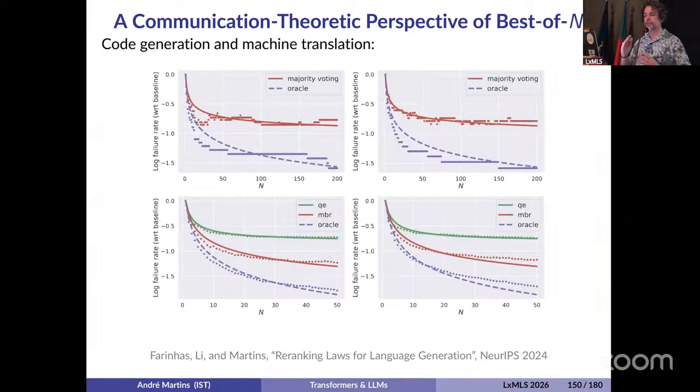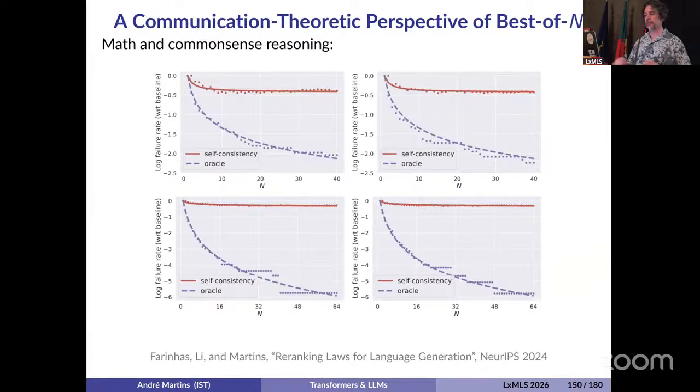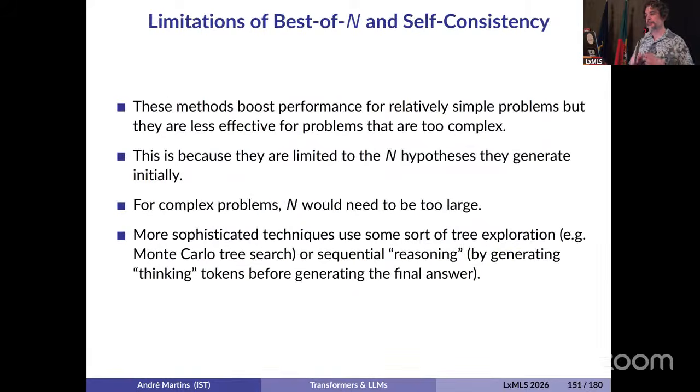Okay, and with this we could produce some re-ranking laws. This is the same spirit as scaling laws, but instead of being for training time scaling, it is for test time scaling. Depending on how many samples you produce, how is the error going down? And for many tasks, code generation, machine translation, also mathematical reasoning, common sense reasoning, we observed a good match between our theoretical curves and the reality. Anyway, so these techniques are nice. They still have important limitations.